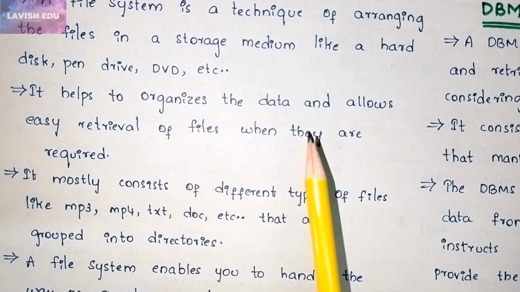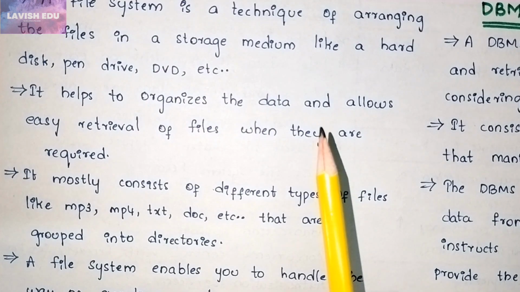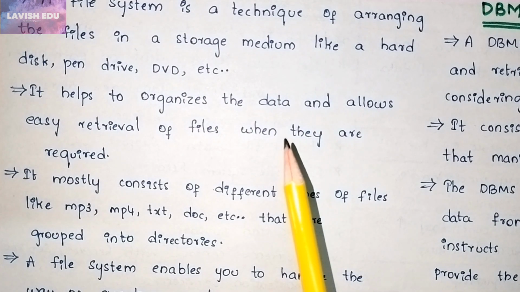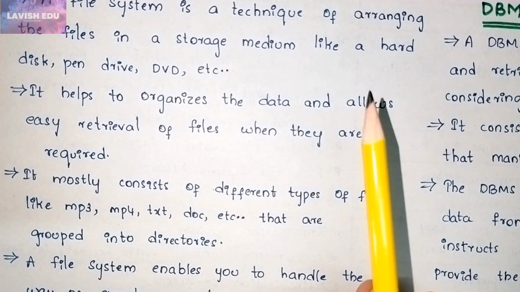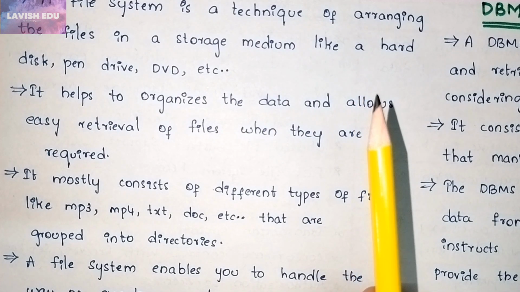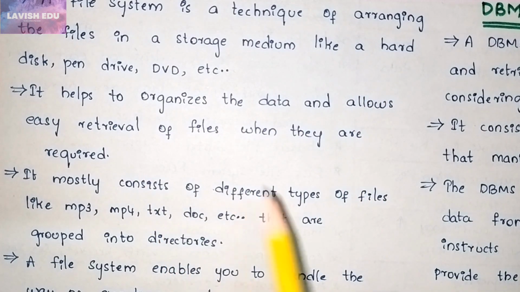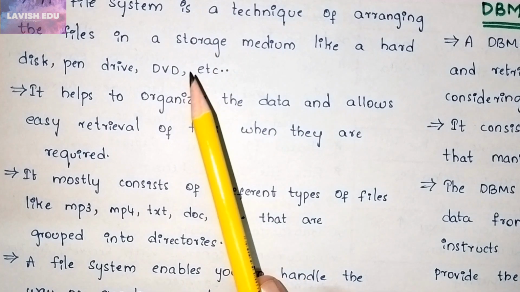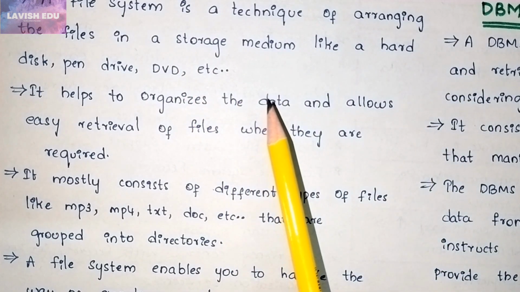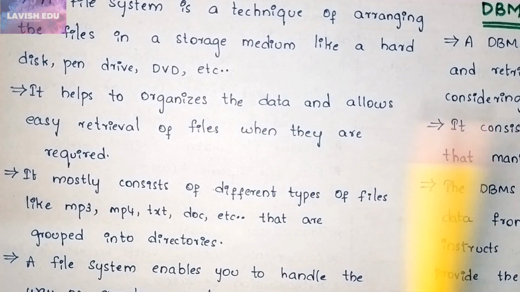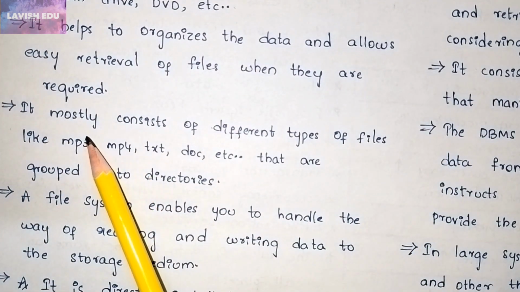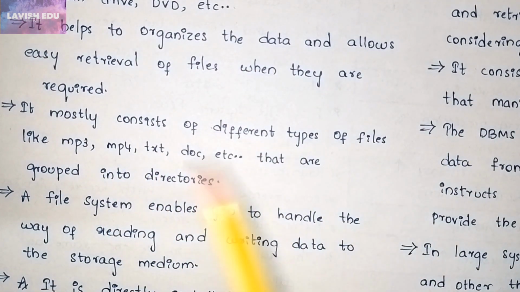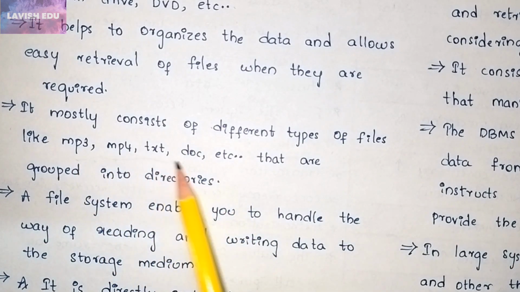Suppose we want to use a file named DB. We open the file explorer, go through the files of the D drive, E drive, then open the DB file. It is quite simple, the same way as normal file storage in our laptops or systems. It mostly consists of different types of files like mp3, mp4, txt, doc, jpg, etc.